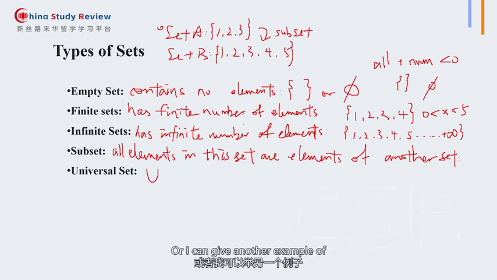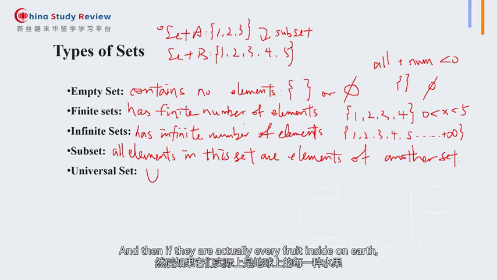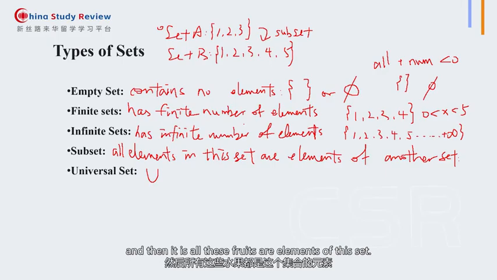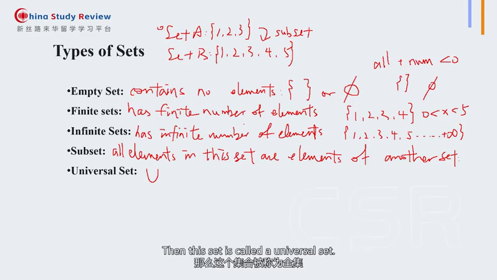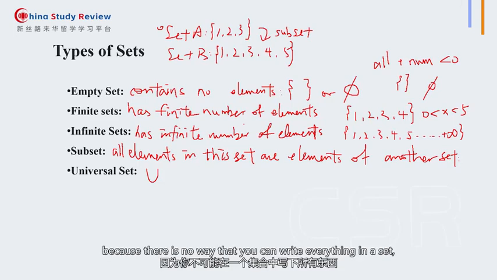Or I can give another example: a universal set of all fruits. If every fruit on Earth is an element of this set, then this set is called a universal set of fruits. Whenever you want to create a universal set, you usually still don't use the roster method, because there is no way that you can write everything in the set.